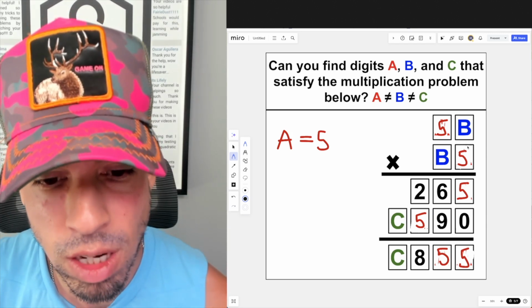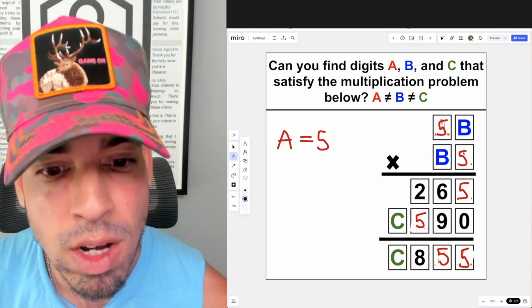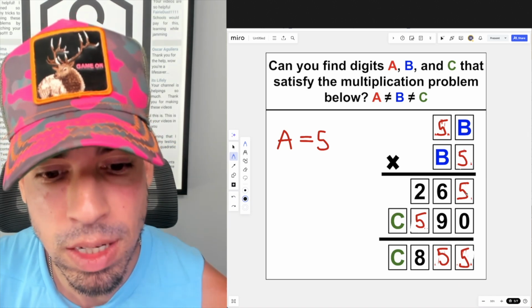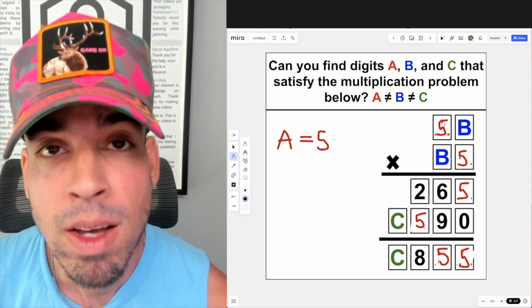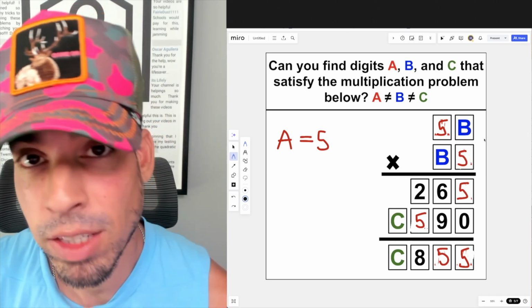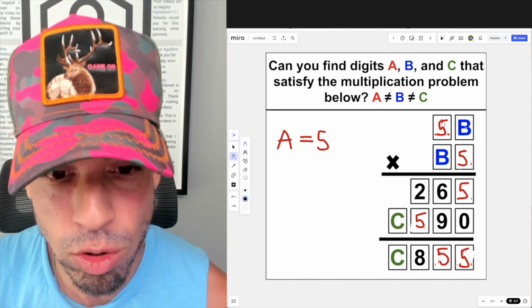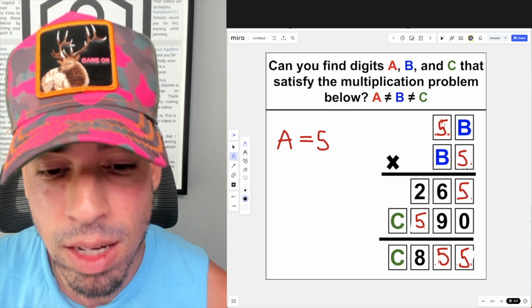All right, so let's check this out. We know we have a 5 right here, and then 5 times B gives us a 5 down here. Now, 5 times an even number like 2, 4, 6, that's going to end in a 0. So we know that B has to be odd. That's why we get a 5 here.